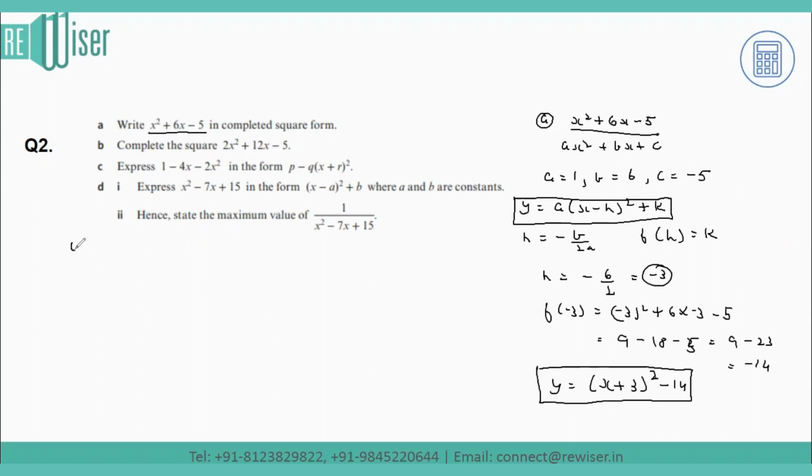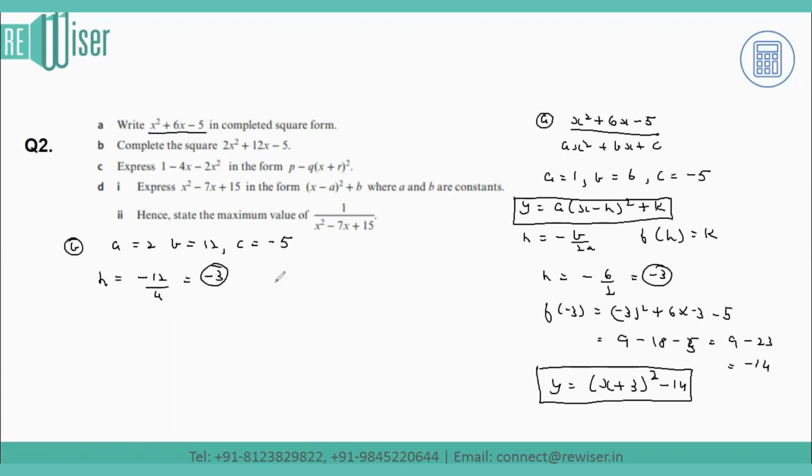Similarly, moving on to part B of the question, it again says complete the square in this. So we'll again compare and make the same initial steps. In this case, the value of a that we got is 2. The value of b is 12 and c is equal to minus 5. So again, I'll calculate the value of h, which is minus b by 2a. So that's minus 12 by 4, which is equal to minus 3 again.